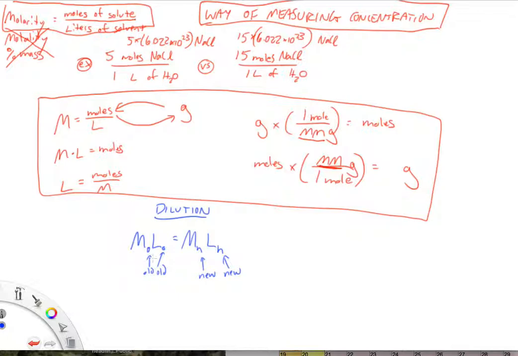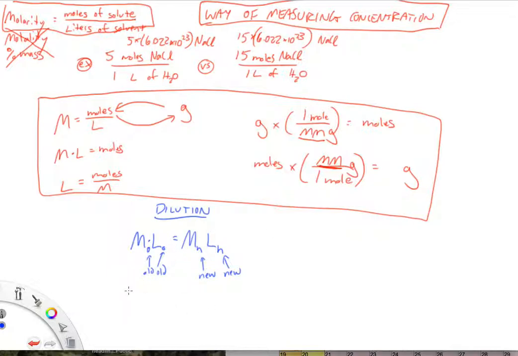This is the molarity of the old solution times the liters of the old solution, which will equal the molarity of the new solution times the liters of the new solution. This is assuming you don't lose any of your solute. That's a big assumption here, but in all these problems, that's all we do. We just keep the solute, and we're either increasing the amount of solvent or decreasing the amount of solvent.